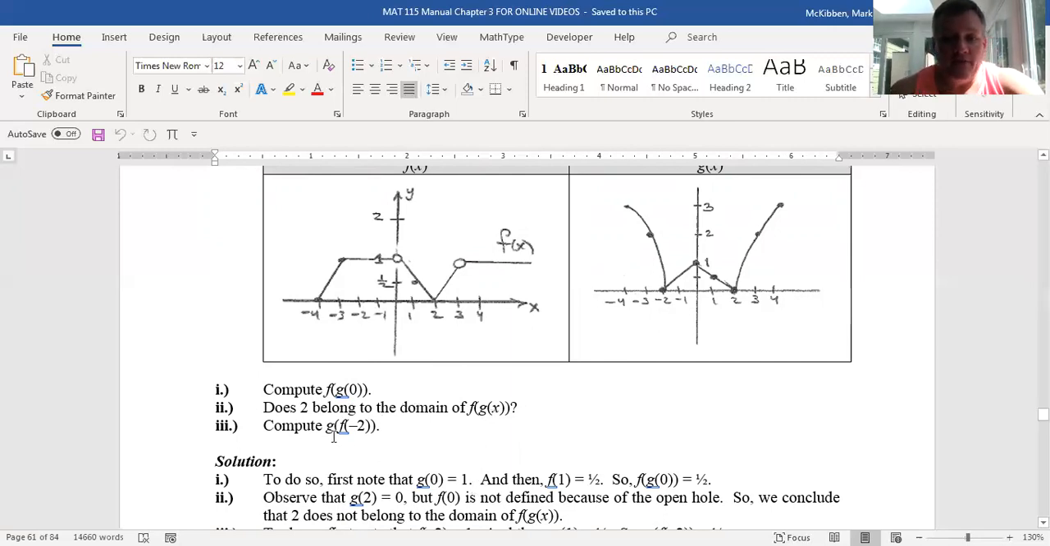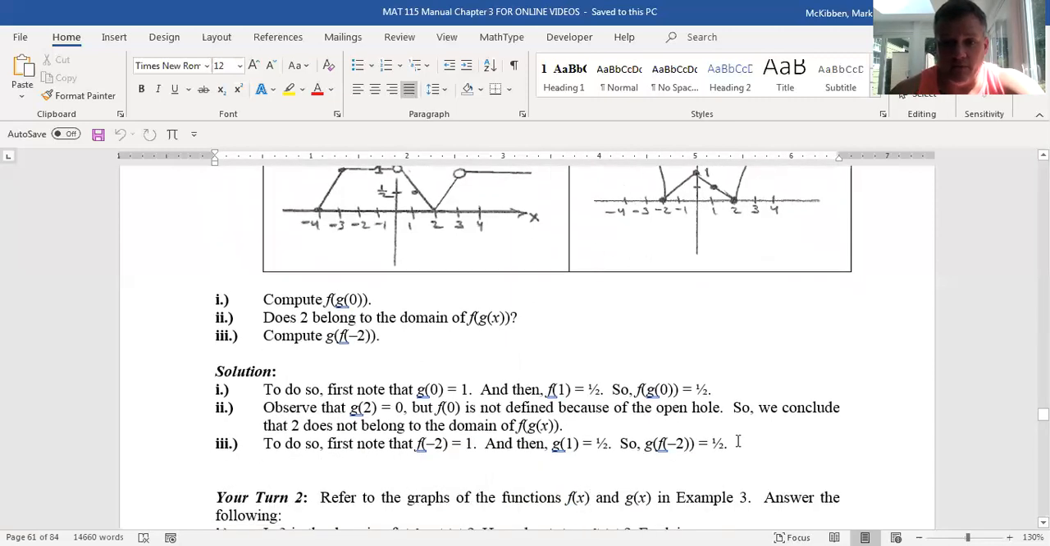All right. And then finally, g of f of minus 2: f of minus 2 is 1, g of 1 is 1, and so you get 1.